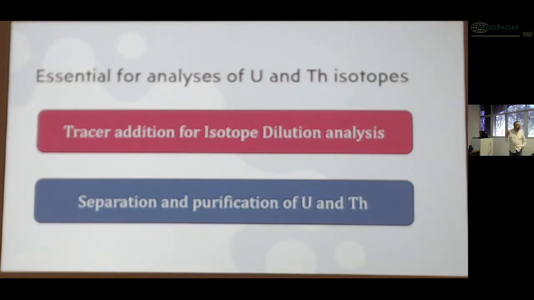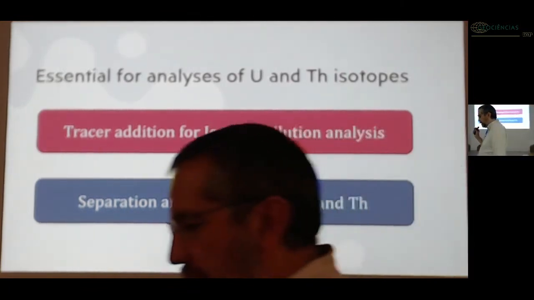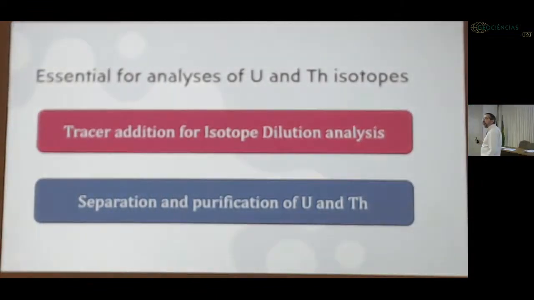So, how do we actually quantify uranium and thorium isotopes? We actually weigh them. How would we manage to weigh something so tiny, a few picograms or femtograms of thorium, using mass spectrometry and isotope dilution?